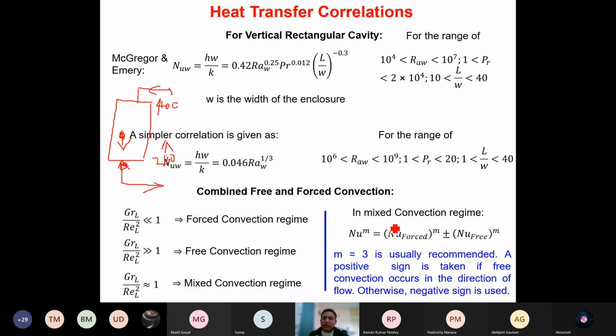So whenever the mixed regime is there, both the forced convection correlation as well as the free convection correlation have to be used, and these values have to be raised to the power m. So m in this case is usually 3.